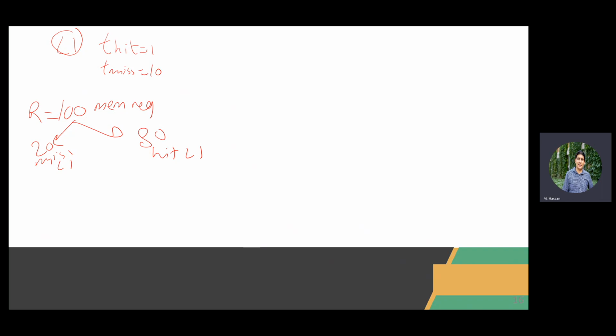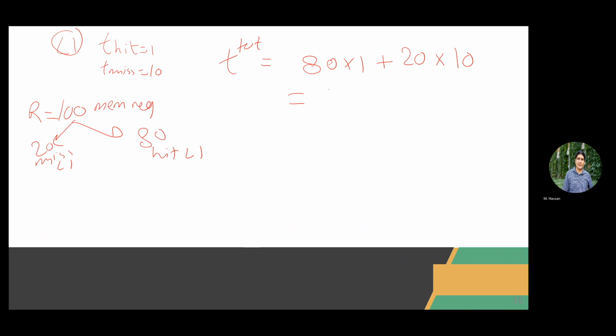If I want to calculate the total time of these 100 requests, I would say, well, 80 of them would suffer a latency of one cycle, and this is basically T_total. And 20 of them will suffer the miss access latency of 10 cycles, correct? So in that case, I will have a total delay of 280 cycles.